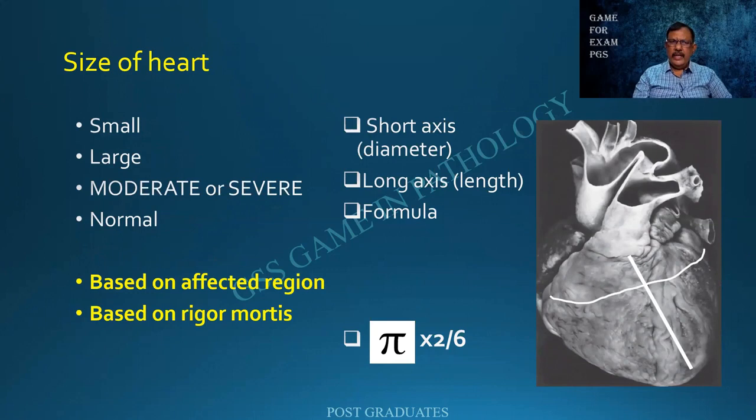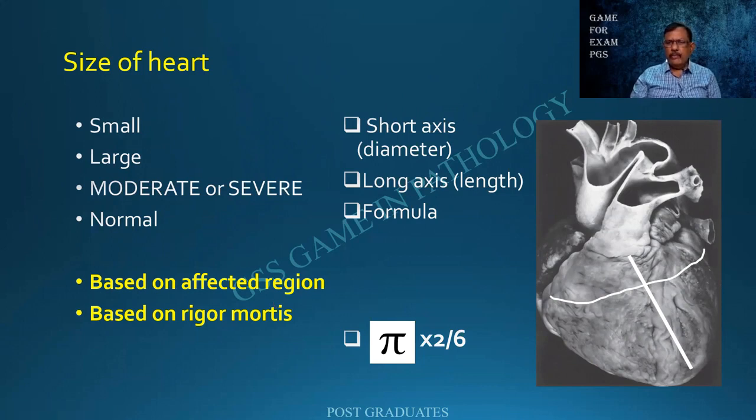Coming to the size of the heart, it can be a large heart, cardiomegaly. Different causes are there, we will be seeing them later. It can be a small heart, as in constrictive pericarditis or cardiac tamponade. All of this can be either moderate or severe. And finally, you have a normal heart also. This kind of enlargement or decrease will be based on the region that is affected.